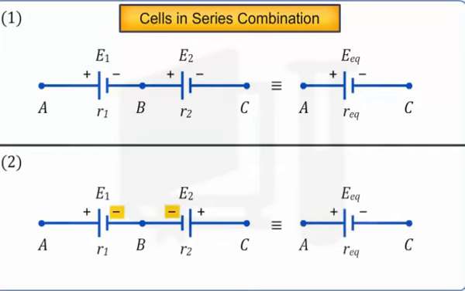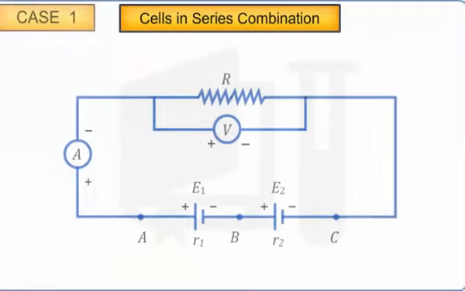Let us now analyze the first case, where the negative electrode of the first cell is connected to the positive electrode of the second cell. E1 is the EMF of cell 1. R1 is the internal resistance of cell 1. E2 is the EMF of cell 2. R2 is the internal resistance of cell 2.